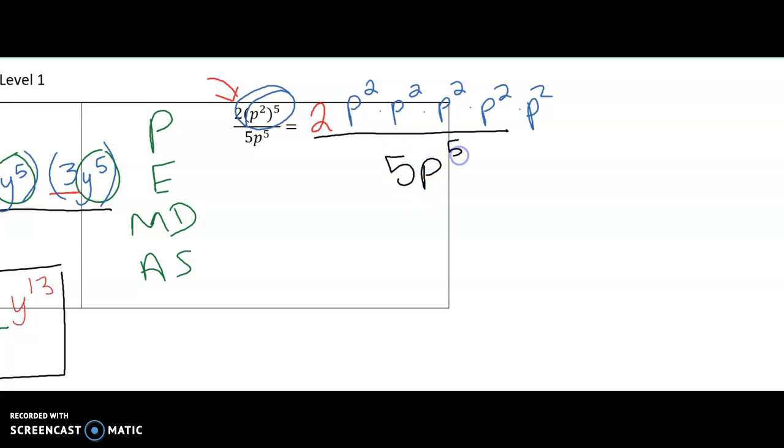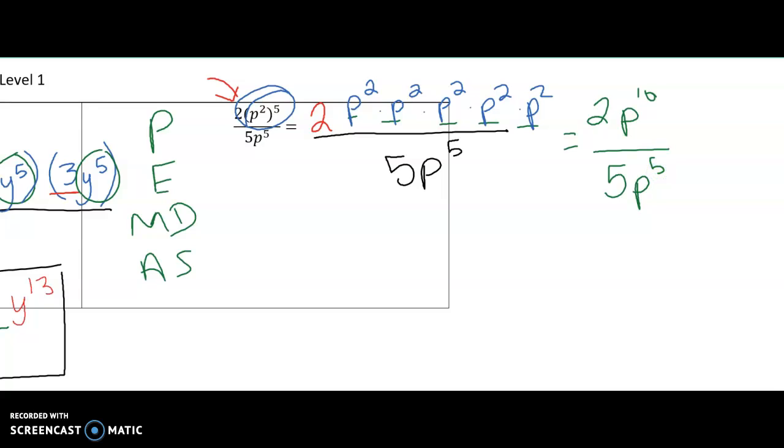There's no parentheses or exponents. All right, so now we got to simplify. I have a 2 in the numerator that I can't multiply with anything. P to the 2nd, P to the 2nd, P to the 2nd, P to the 2nd. In total, I have P to the 10th because there's 10 P's in total. And then we got 5P to the 5th.